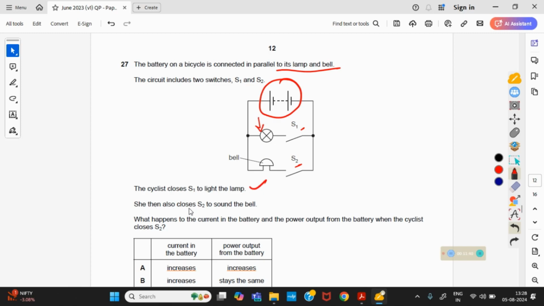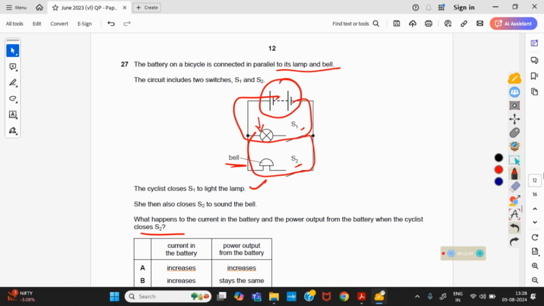She then also closes S2. When S2 is closed along with S1, the light will also be working because the circuit is complete. And when she closes S2, this part of the circuit is also complete and the bell will also work. Yeah, you can hear the sound of bell. What happens to the current in the battery and the power output from the battery when the cyclist closes S2?